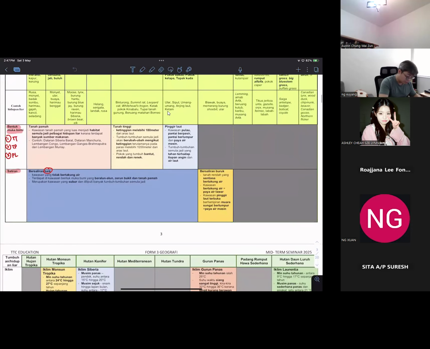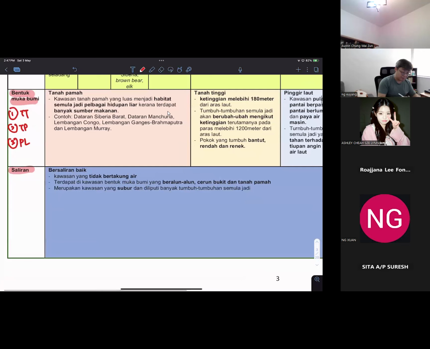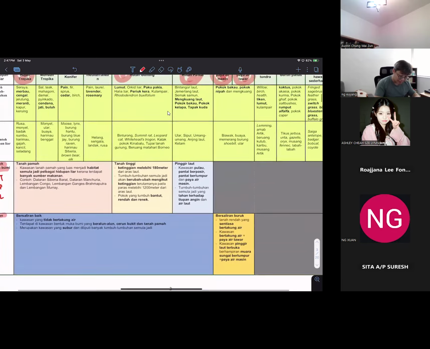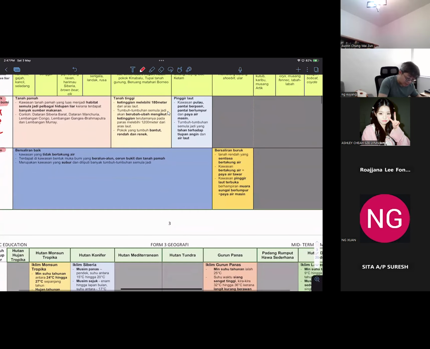Saliran Baik pula. Yeah, Saliran Baik, we have 4 hutan. Sorry guys. So all the Saliran Baik, 4 to 5 hutan. Later I will try to explain that it's according to the Tanah Pamah. So for the Hutan Paya first, this is Saliran Buruk. So right now, we split into 2 sides.